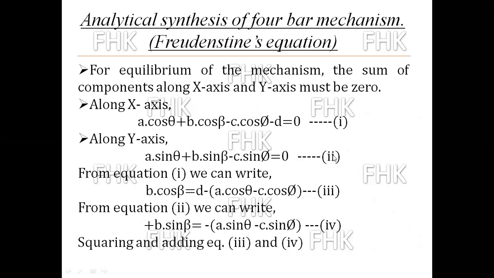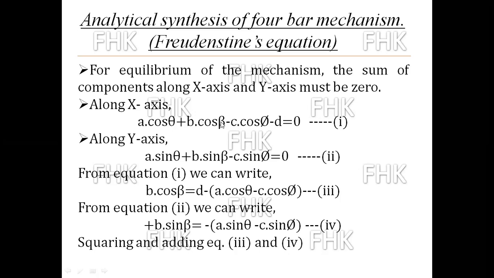This will become equation number 2: a sin theta plus b sin beta minus c sin phi is equal to 0. There is no component along the y direction for d, so it won't come in this equation. From equation 1 we can write b cos beta, and the remaining terms I will move towards the right.